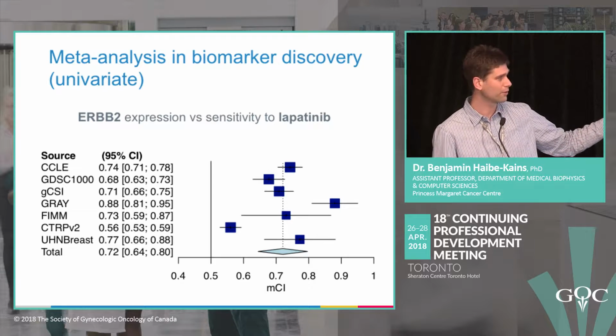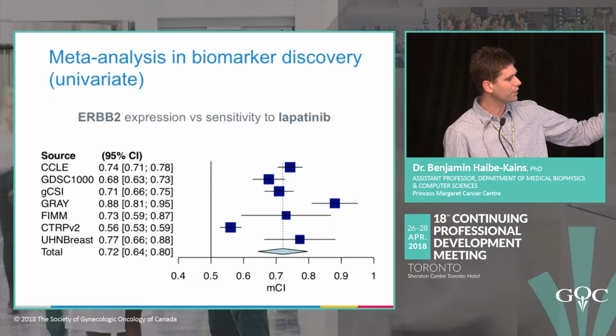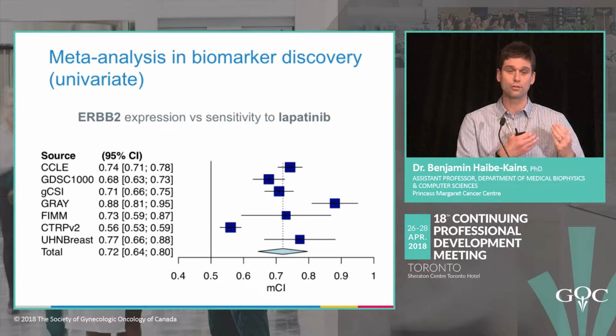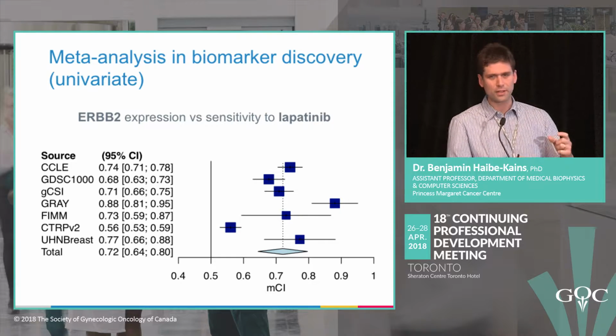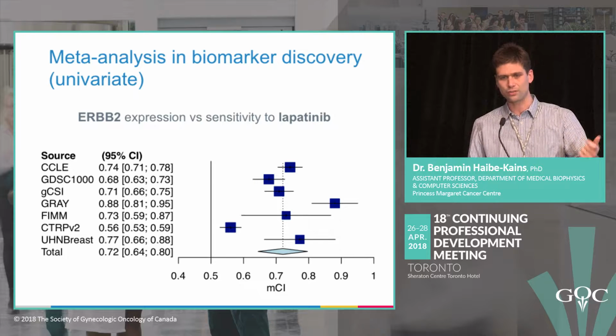So these are non-biomarkers. This is why I show it. It works. You can see that in every data set, you get this MCI that's much bigger than 0.5, 0.5 being the random case. And that just means that if that gene is highly expressed, the cell lines will be highly sensitive to that drug.